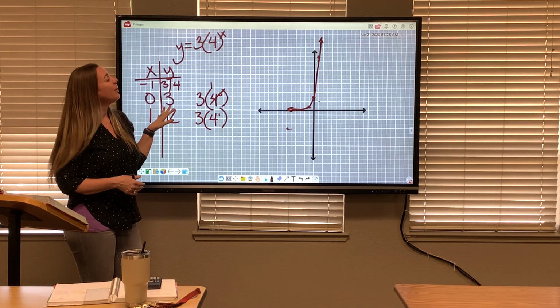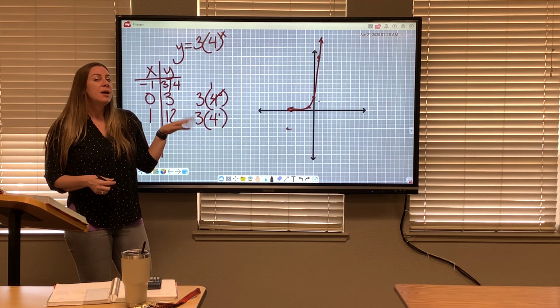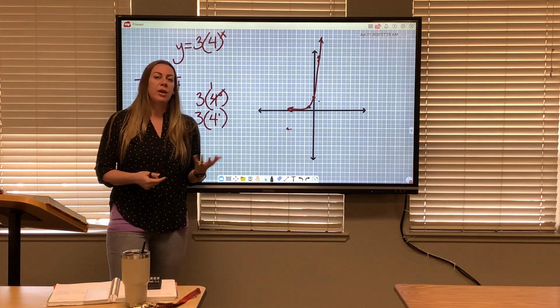That's going to be the hardest part, is the graphing. There are going to be quite a few of those. And then there are going to be some where you just plug in the value of x, okay?